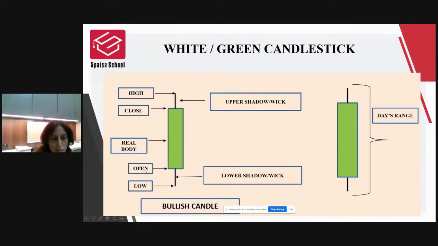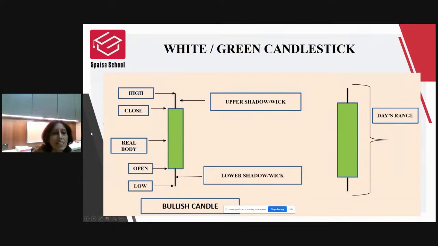This is representing the opening price. And this part over here, as you can see by this arrow, is representing the closing price. So the closing price for the day is over and above the opening price, right? And since it is above, it indicates that the market sentiment for that particular day was very positive, was very bullish.